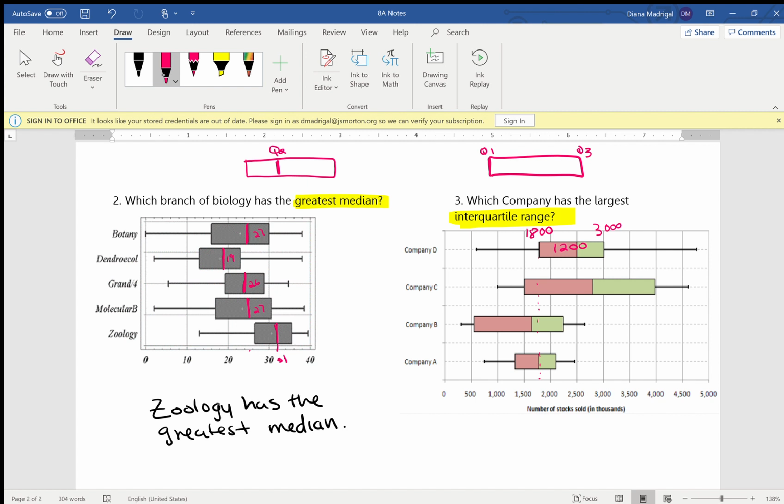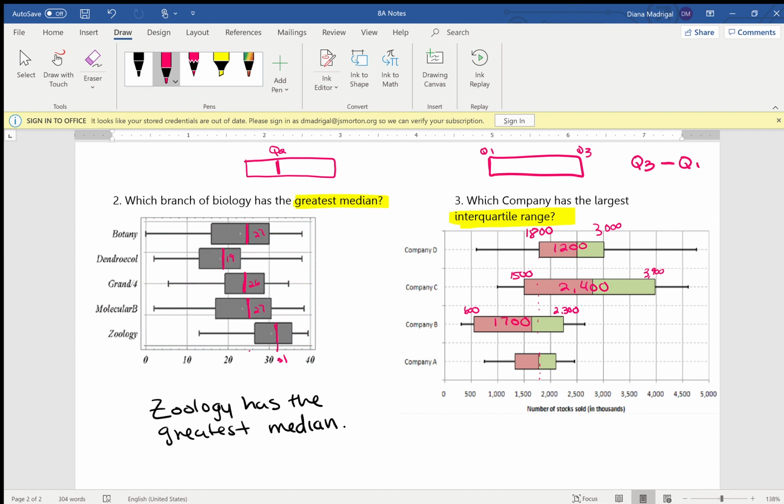Same thing with the next one. It starts at 1,500 and it ends about 3,900, closest to 4,000. Okay, so 3,900 minus 1,500 gives me about 2,400. And remember, to find the interquartile range, you need to subtract quartile 3 minus quartile 1. Same thing with the next one. It's going to start at 600, probably ends at around 2,300. And again, I'm just rounding my numbers here. 2,300 minus 600 gives me 1,700.